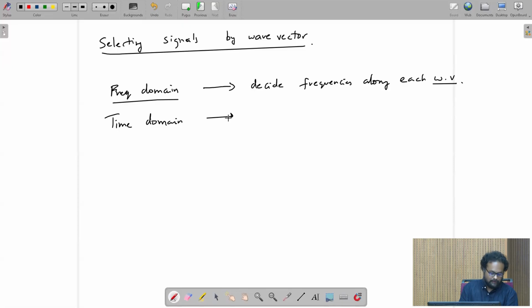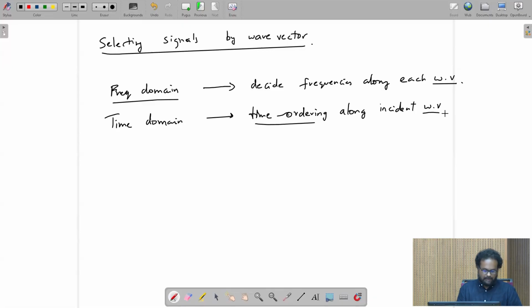I could select my signals by time ordering along wave vectors. Let's see an example. Let's say I want to distinguish between R2 and R4. I want to distinguish these two.